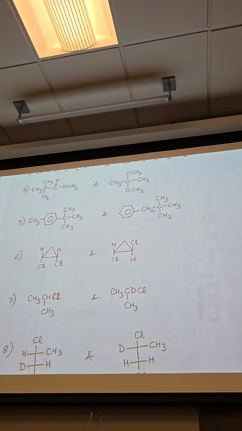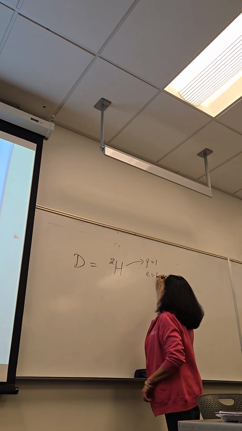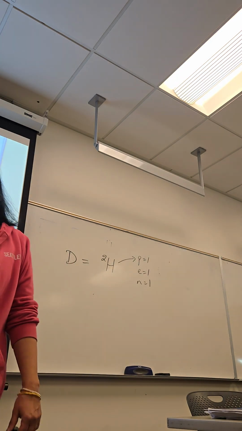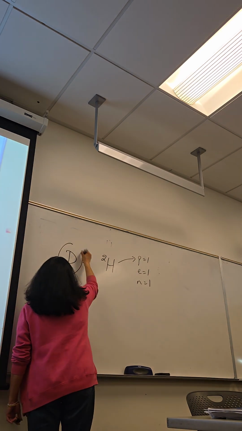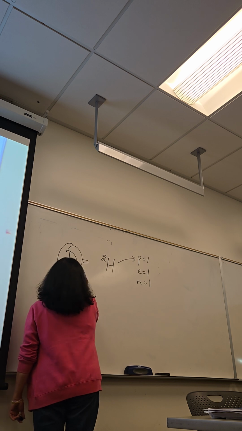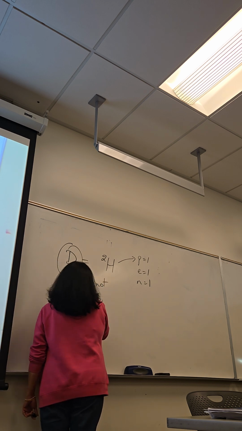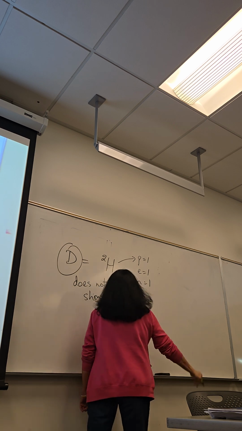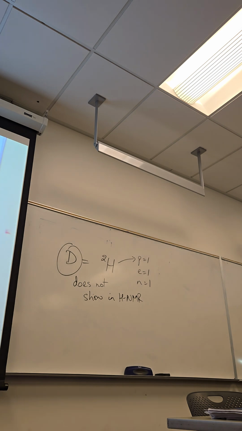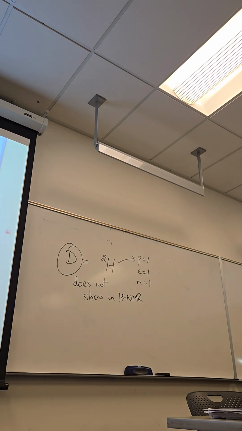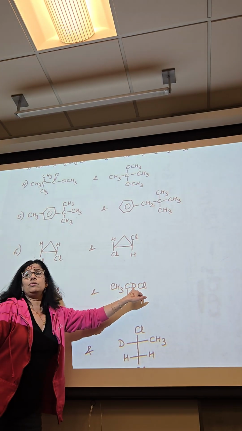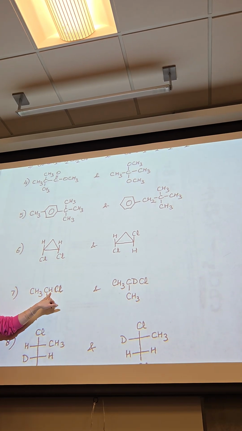2H. Which means what? It has 1 proton, 1 electron, and 1 neutron. So it's an isotope of hydrogen, but this is not NMR active. This does not show up in NMR. This nucleus of deuterium is not NMR active. For hydrogen, it's only the H isotope that shows in NMR. So basically, the point is we replace that hydrogen with deuterium, so that does not show in NMR. This does show in NMR.